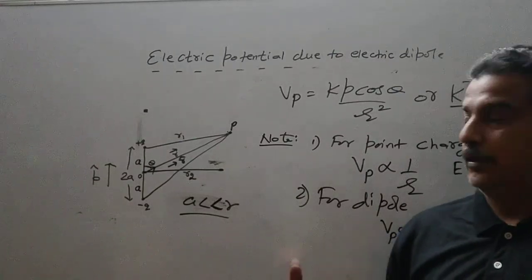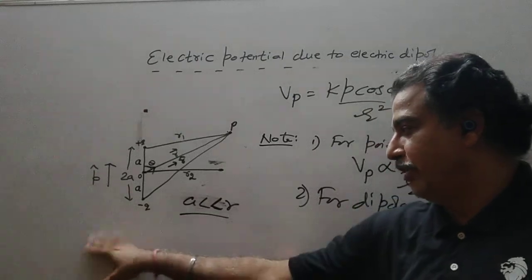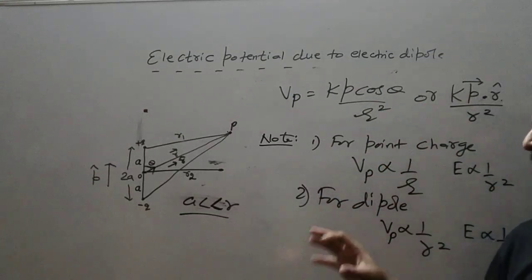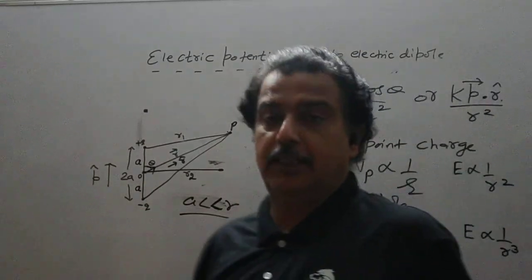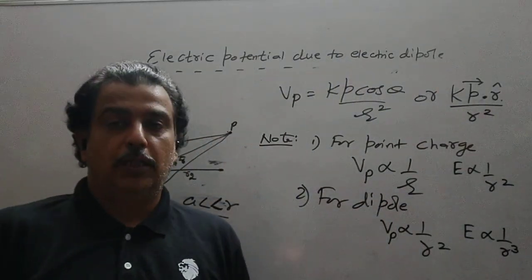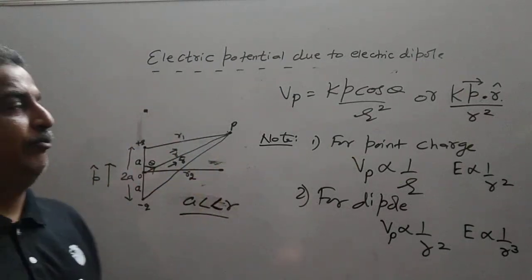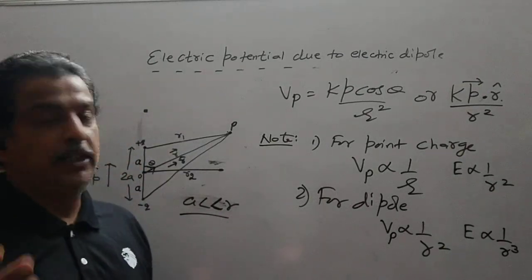Our next question. So as far as theory is concerned, we have done only two questions: one is potential due to a point charge, and now the other is potential due to a dipole. We have to directly apply the formula in the numericals, which we will do in the next lecture.